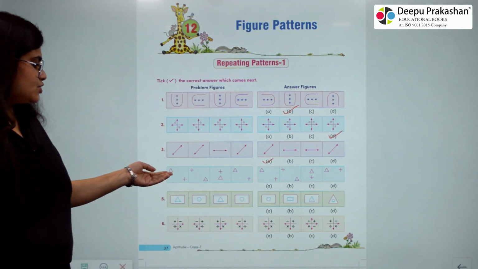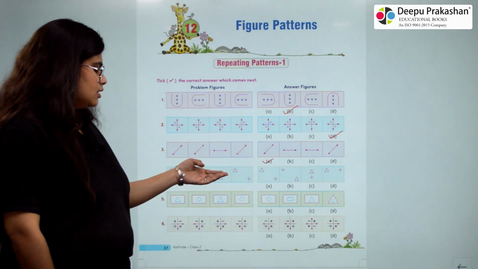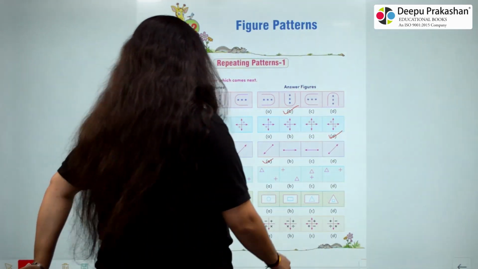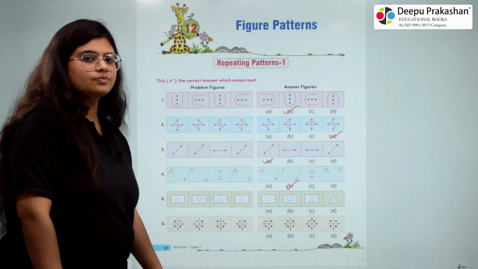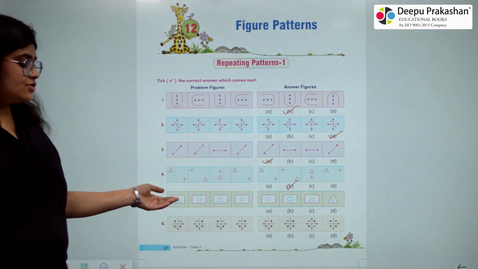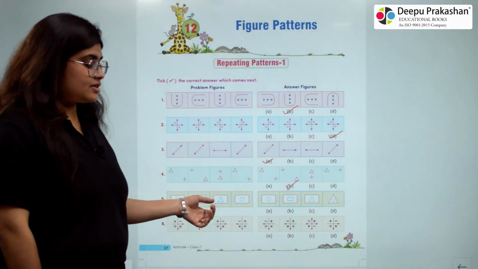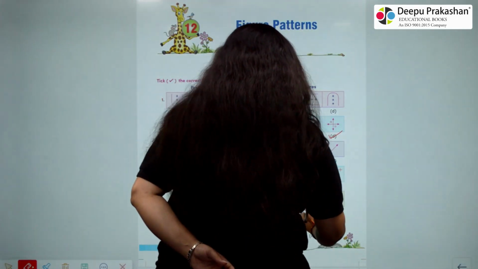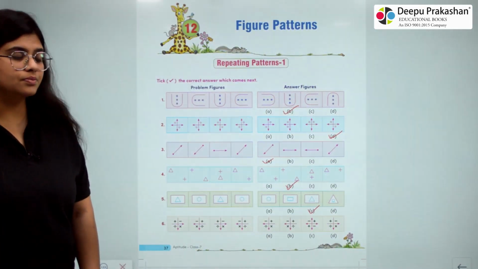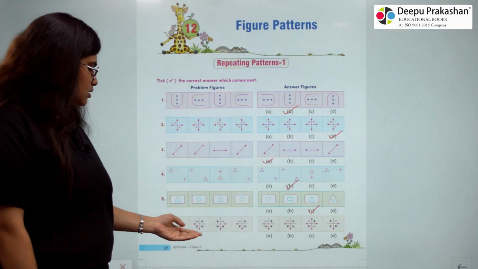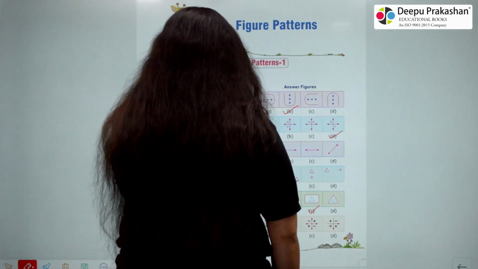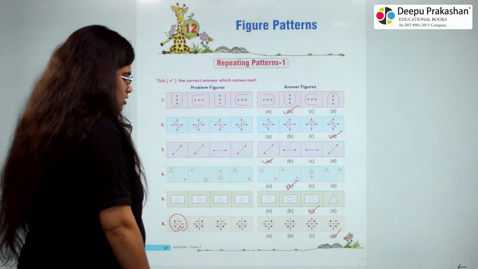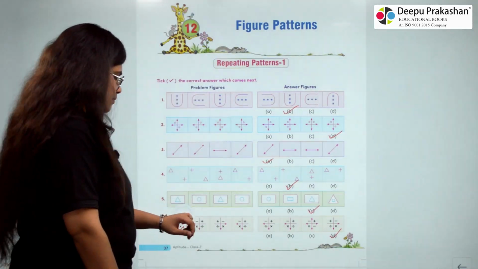4. We are given triangle plus, triangle plus, triangle, then triangle plus. So the next one will be plus triangle. 5. We are given a triangle inside a rectangle, circle inside a rectangle, triangle inside a rectangle, circle inside a rectangle. So the next one will be triangle inside the rectangle. 6. If we look at this pattern, the answer for this one will be D, as the placement of the first and this one is the same.